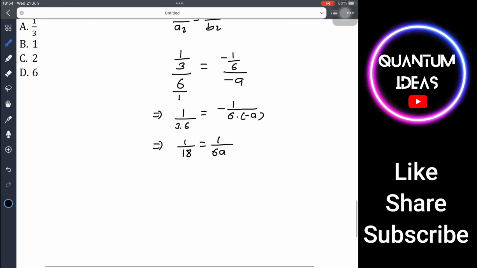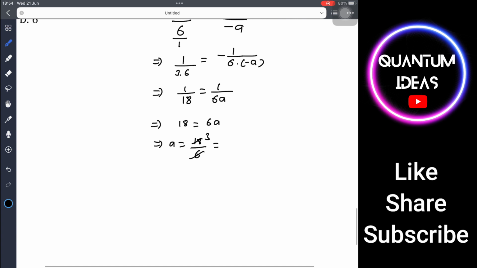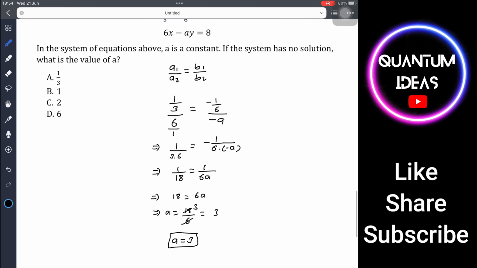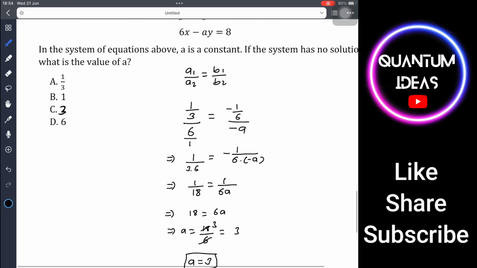Just flip it, or take the inverse. This becomes 18, just take the inverse. This becomes 6a, and a is equal to 18 over 6. So 6 times 3 is 18, right? 3 is your answer. The value of a is found to be 3. So let's check the options. Okay, there is a mistake in the option here, guys. So this is not 2, this will actually be 3. Okay, c is 3. So the value of a is 3.